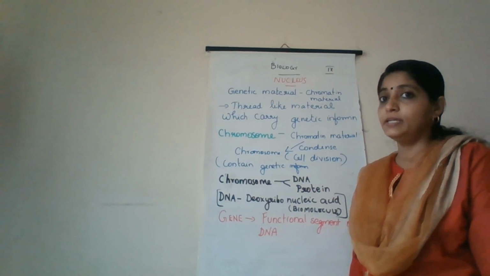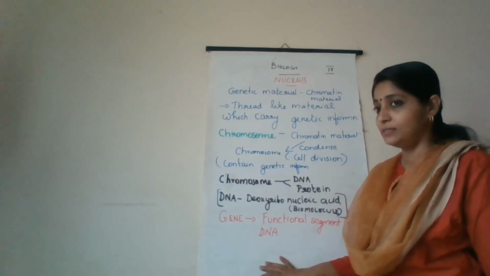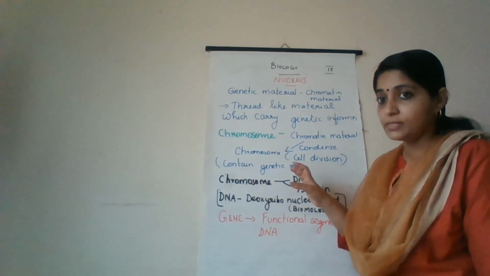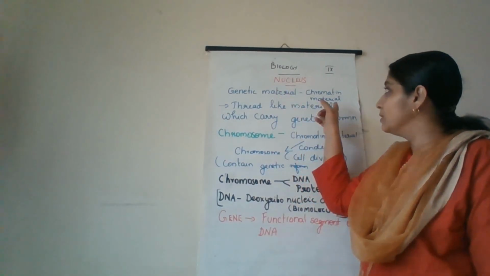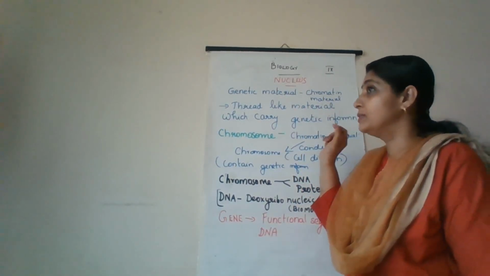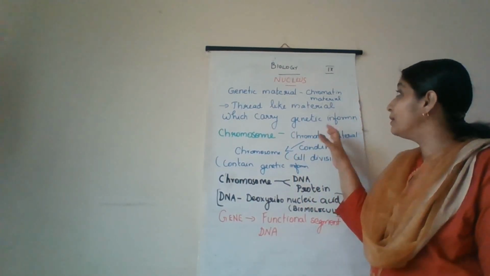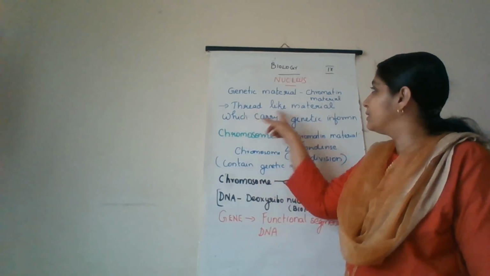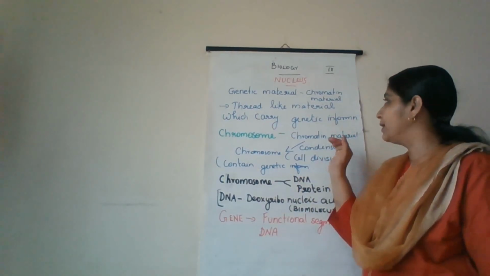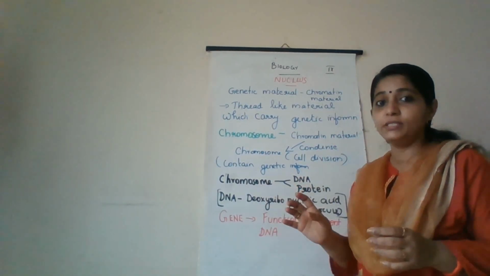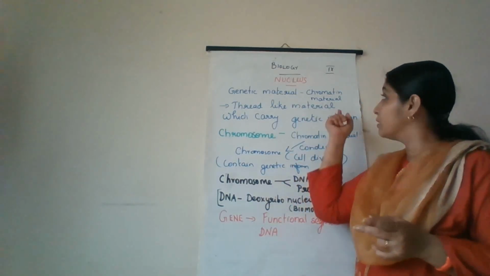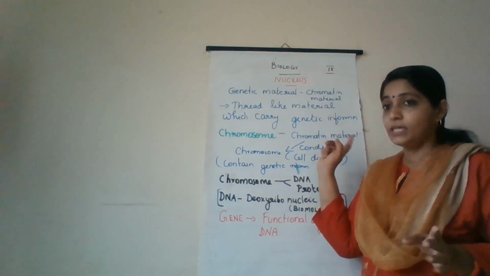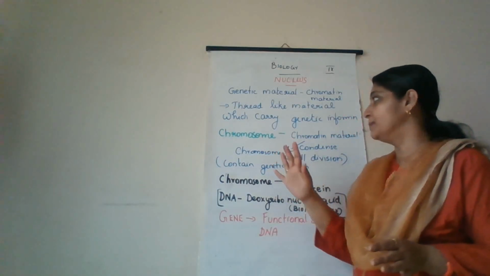Now we will study the genetic material in detail. The genetic material present inside the nucleus is called chromatin material. What do we mean by chromatin material? These chromatin materials are thread-like materials which carry genetic information, as we saw in the diagram.